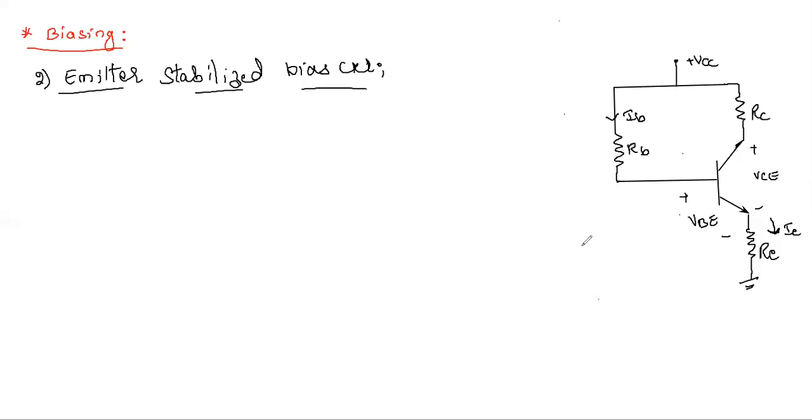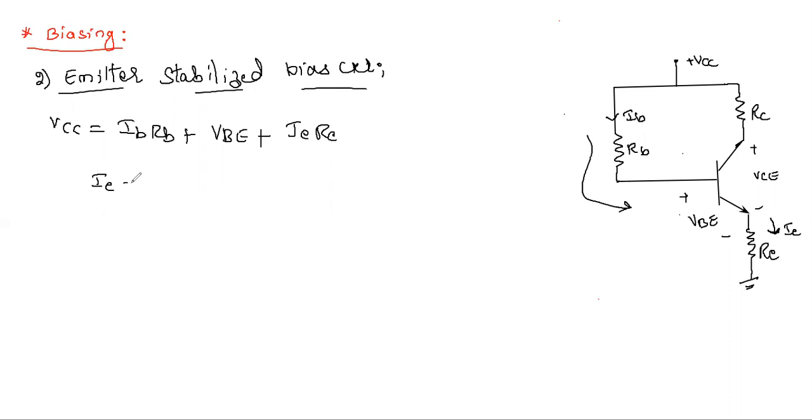As the fixed bias circuit is purely depending upon beta, that means IC is changing. So here I am going to add a resistor to the emitter leg. Let us see how the circuit is working. Now we have to apply KVL to this loop. VCC is equal to IB RB plus VBE plus IE into RE, where IE is the emitter current.